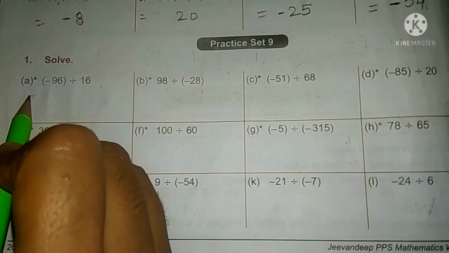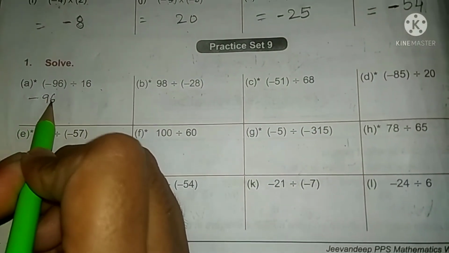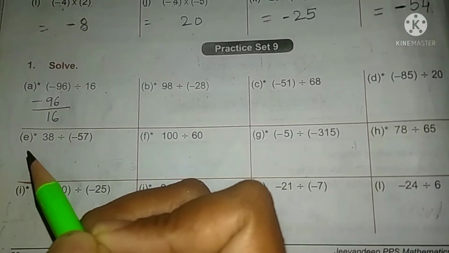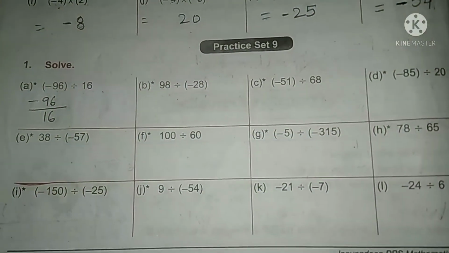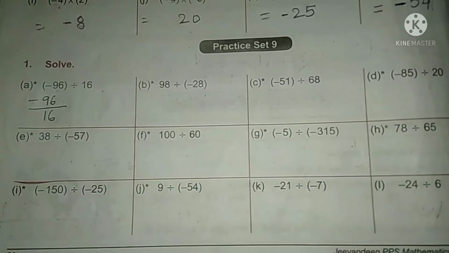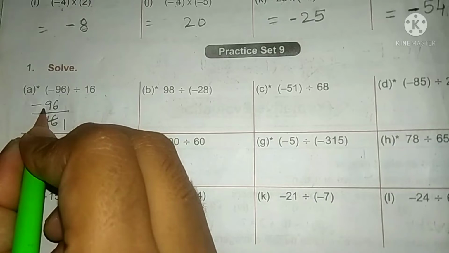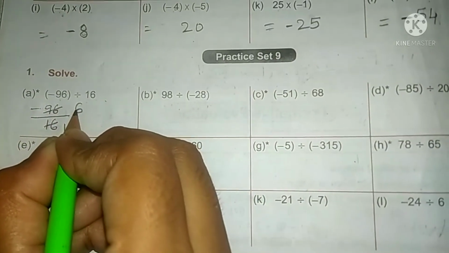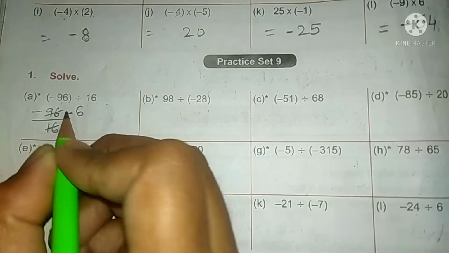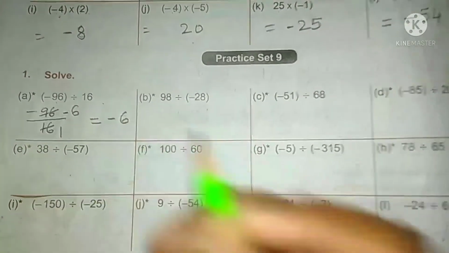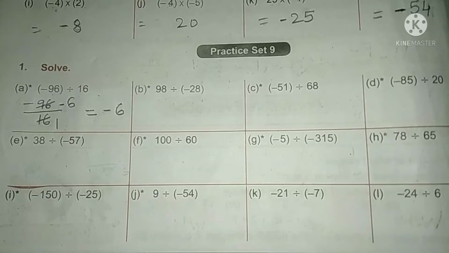So how will you divide? See here, minus 96 we have to divide by 16. Clear? So how will you divide? Now both the numbers are in which table together? Here 16 ones are 16, and 16 sixes are 96, so the answer is minus 6. Clear? Like this you have to divide.